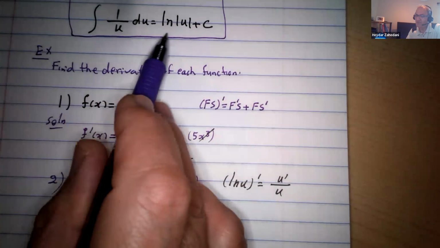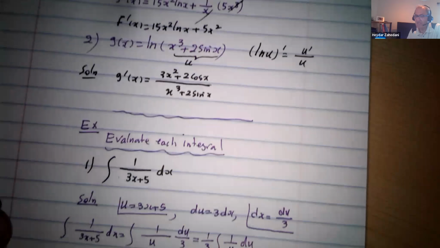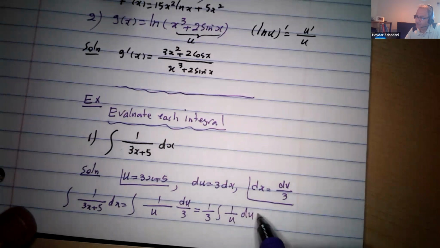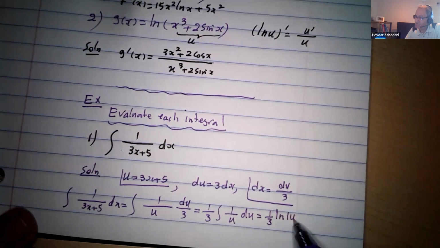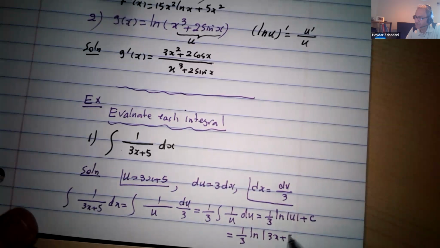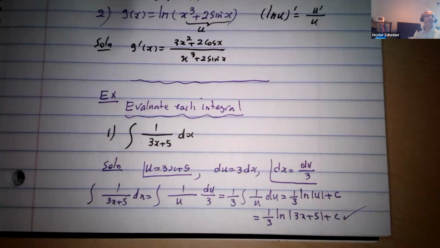Okay, the integral of 1 over u du is ln of the absolute value of u. So it's going to be 1/3 ln of the absolute value of u plus c. Substitute: 1/3 ln of the absolute value of 3x plus 5 plus the constant c, and you're done. Okay, it's a very standard operation. You can't miss it. But it is very popular, and we are going to use it quite a lot.